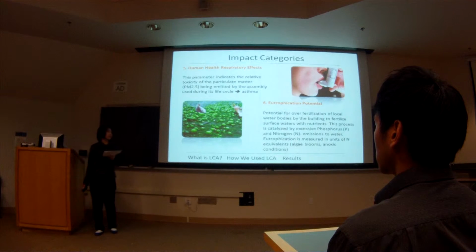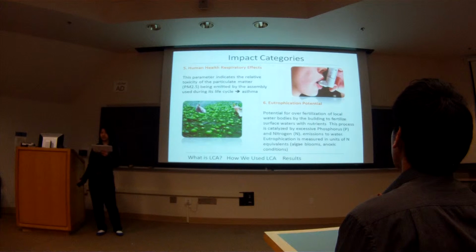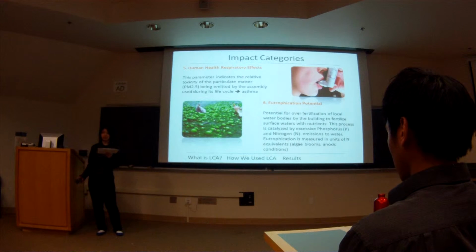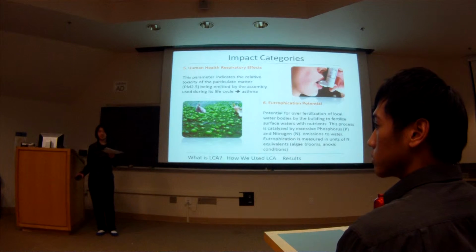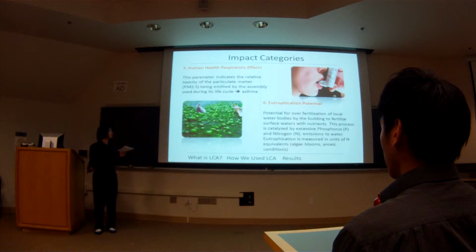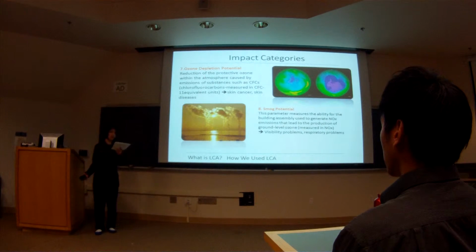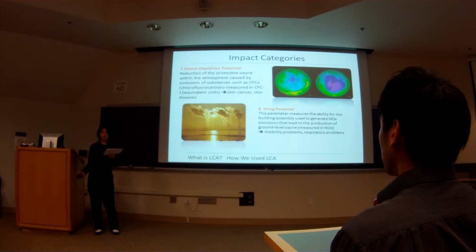The sixth category is eutrophication potential, which is the process's effect on the amount of nutrients in water. So too many nutrients in water can lead to the production of toxins and can suffocate aquatic life. The seventh category we have is ozone depletion potential. So the thinning of the ozone layer due to CFCs can cause damage to crops and skin cancer for humans.